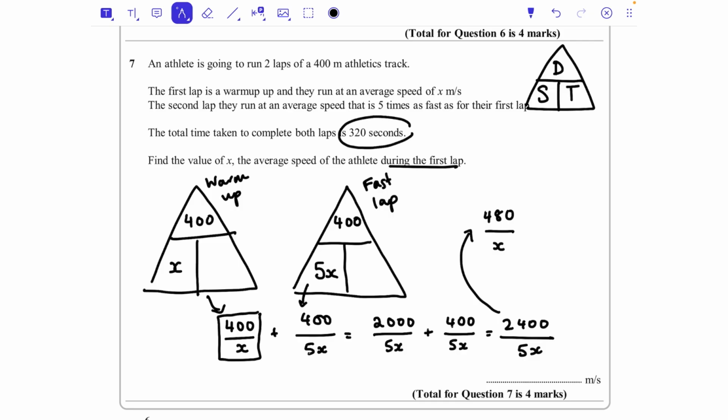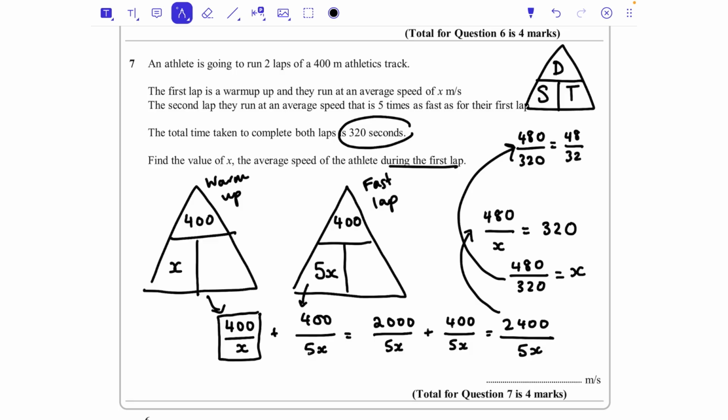And it says that that takes 320 seconds. So we know that that equals 320. Now if 480 divided by x is 320, then 480 divided by 320 is x, just rearranging that around. And 480 divided by 320, now I said this earlier, if you get a division that you don't particularly like, just simplify it. So 480 divided by 320 is 48 over 32, which is 24 over 16, which is 12 over 8, 6 over 4, and 1.5 is our answer.